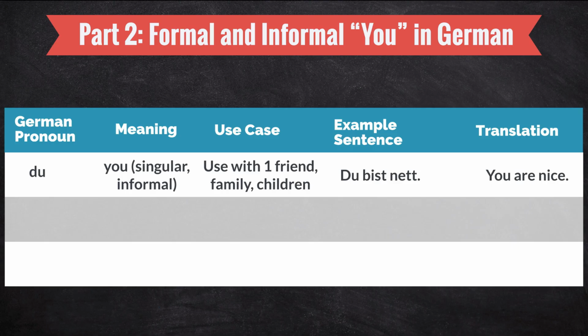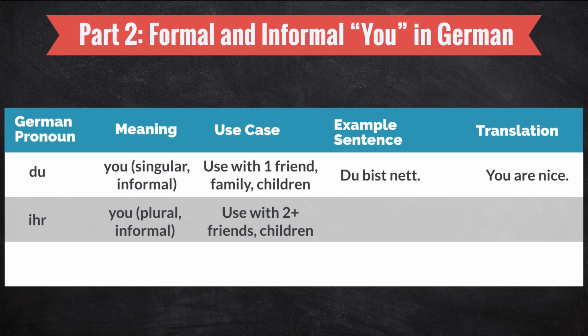Ihr, to multiple people, and informal. Use ihr when speaking to two or more people you know, like friends, siblings, or children. Example, Ihr seid müde. That means, you all are tired. Du is for one and ihr is for more than one, but both are casual. Sie, formal, one or many.